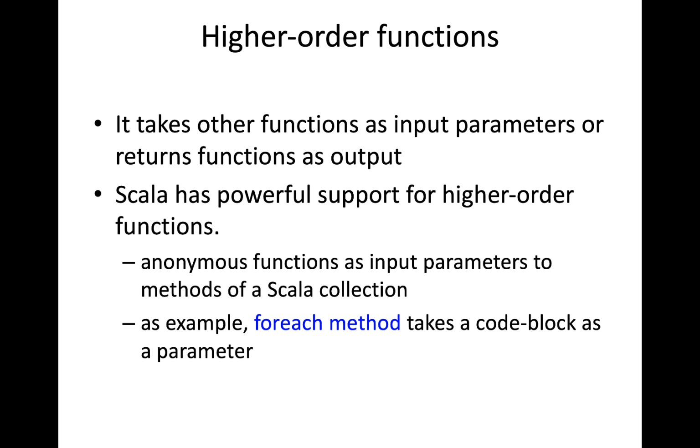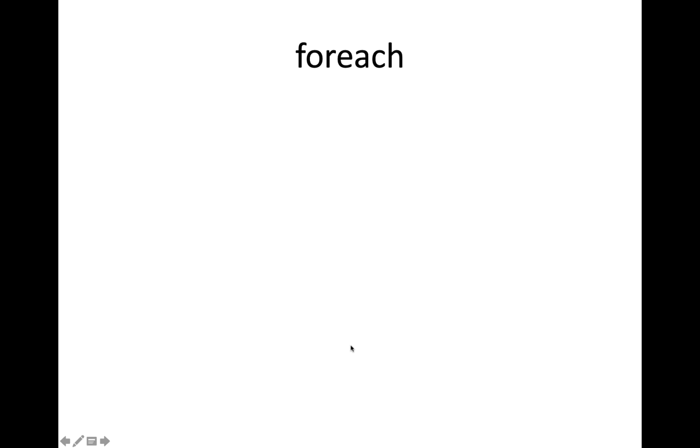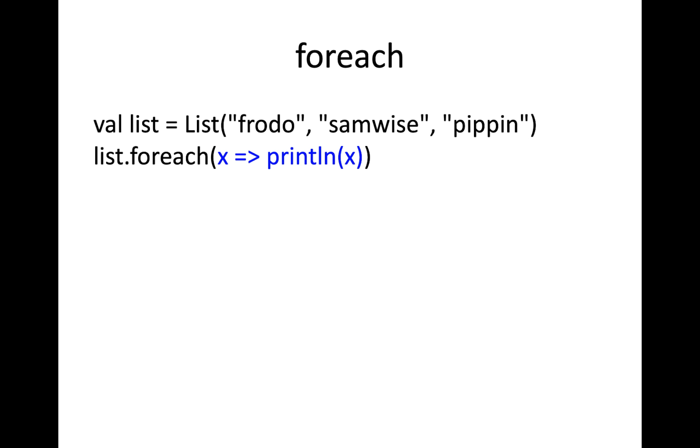And we'll see that it can take an anonymous function which looks like a code block, and that anonymous function can be applied to each item in that collection. Let's take a quick example of that higher order function, foreach. Here we are creating a list that has 3 items. A list is a collection and a data structure, right? And list supports this higher order function foreach. So this method is available in list.